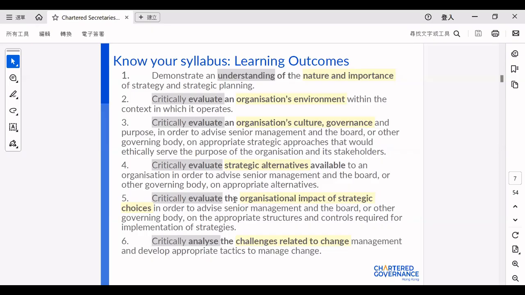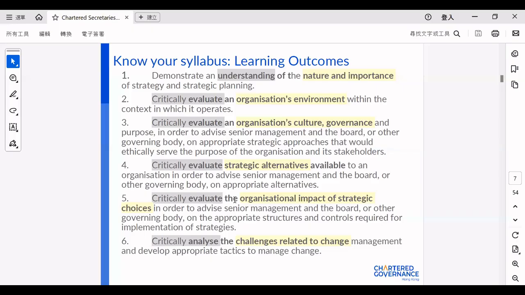Now, as you can see, the focus in here is on culture, governance, and stakeholders. These are some of the keywords in this learning outcome. You can of course see from reading the past papers that quite a number of questions are set on culture. They invariably ask you questions on culture, and you have to prepare yourself well again before you go to the examination room.